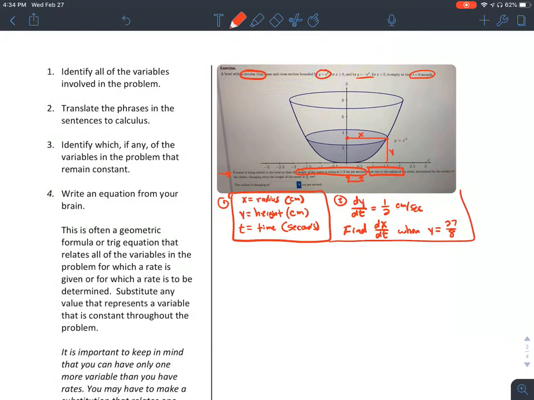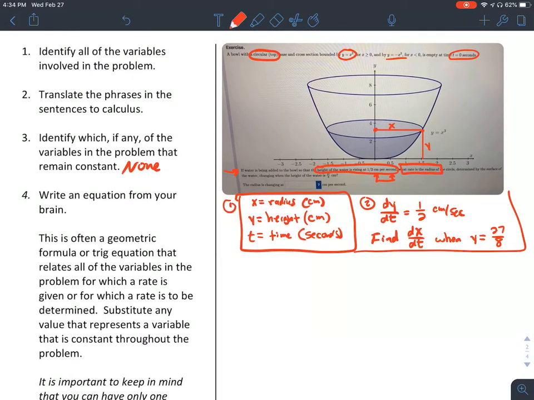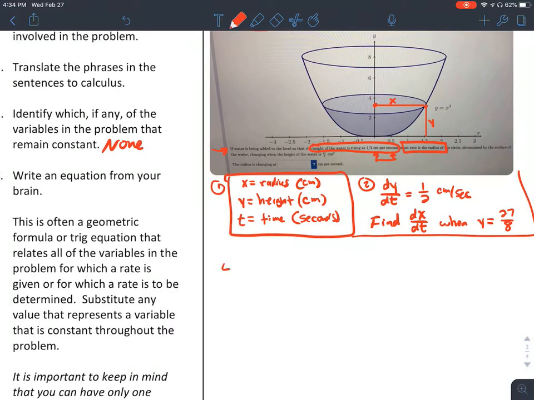Step 3, identify if there are any variables in the problem that remain constant, things that don't change. None of those happen in this problem. Everything's changing. Number 4, write an equation from your brain. This is something that you often have to do. We'll get into more of that later, but for this problem, we don't need that because they give us an equation. They give us a specific equation, and that equation is y equals x cubed.